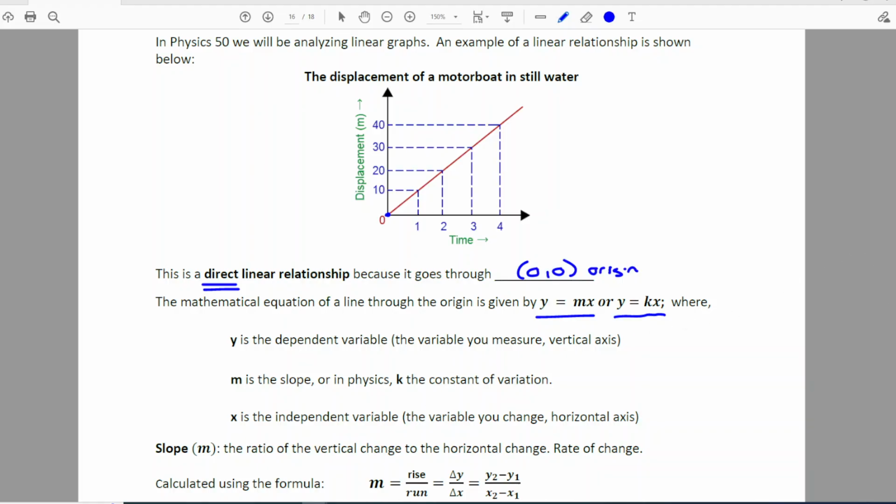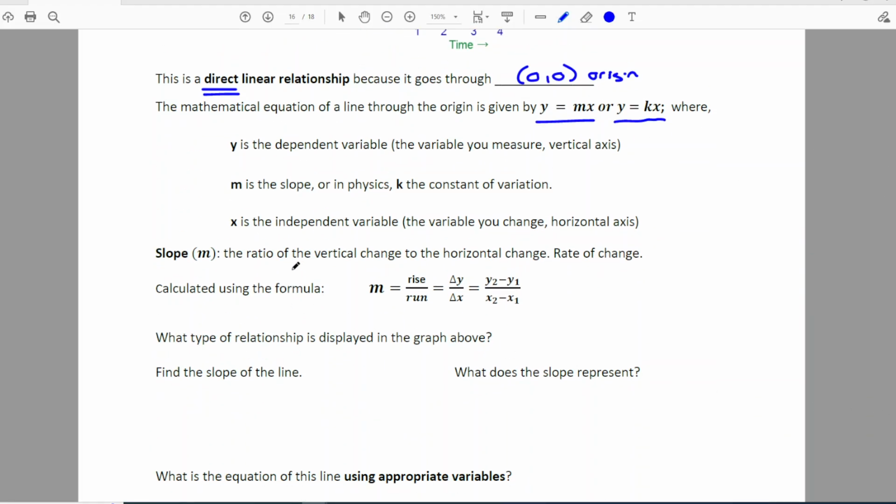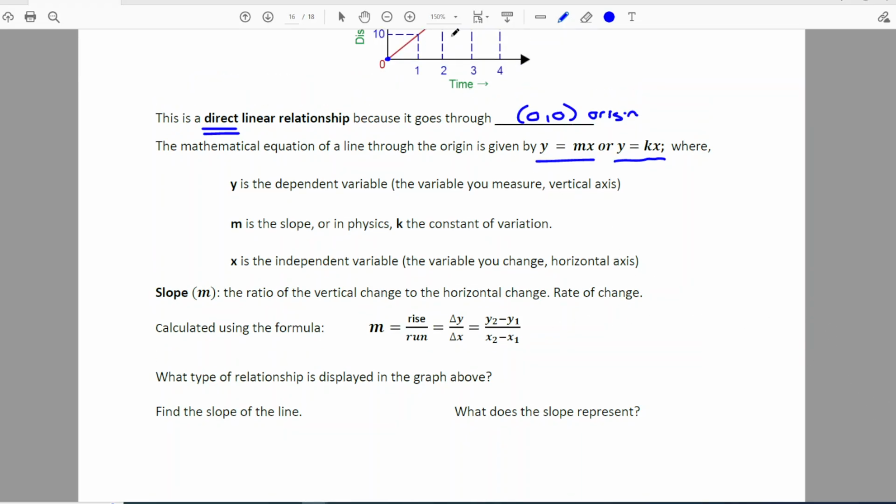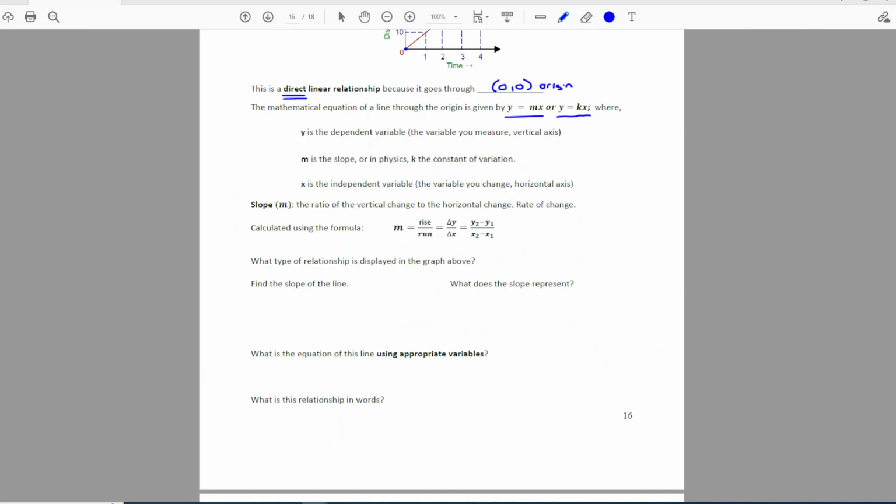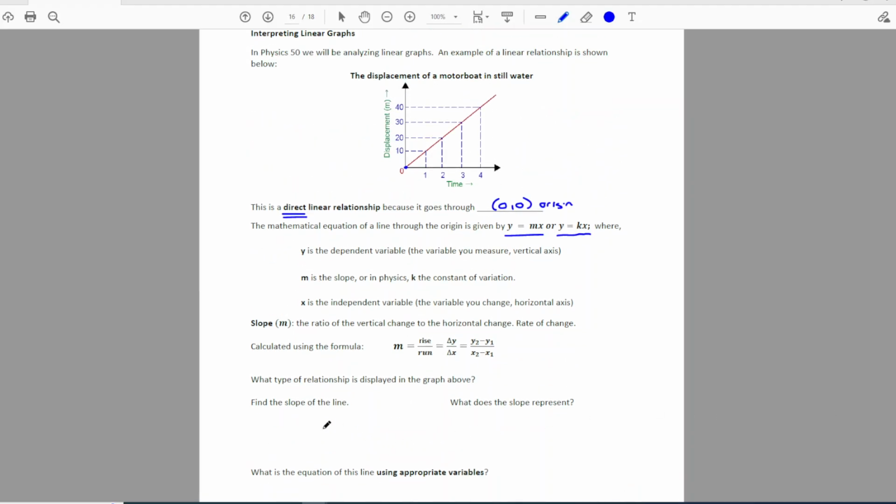So how do we calculate slope? Well, slope is the ratio of the vertical change to the horizontal change. We use the formula rise over run, or change in y over change in x, or y2 minus y1 over x2 minus x1. So now that we know all this information, let's just make this a little bit smaller so we can fit things on one page. What type of relationship is displayed in the graph above?